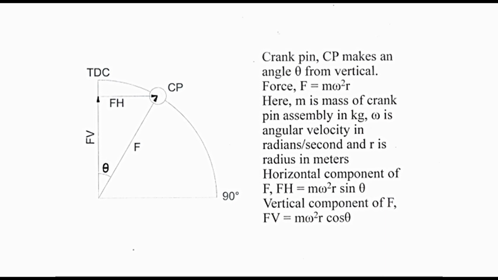The crank pin corresponding to the position of the piston is shown as CP. As shown, it makes an angle theta from vertical. As already explained, the force due to acceleration would be m into omega square into r. Here, m is the mass of the crank pin assembly in kilogram, omega is angular velocity in radians per second, and r is the radius in meter.